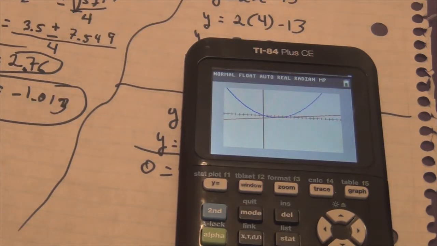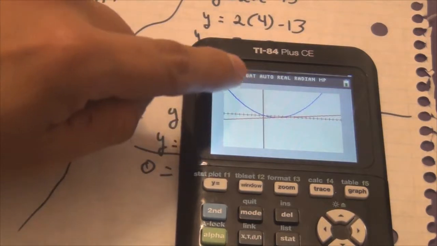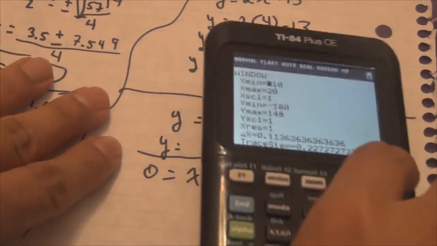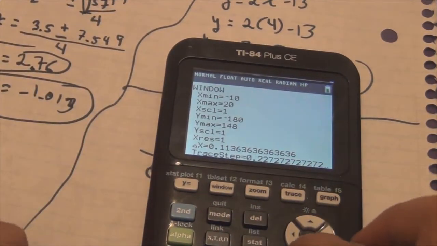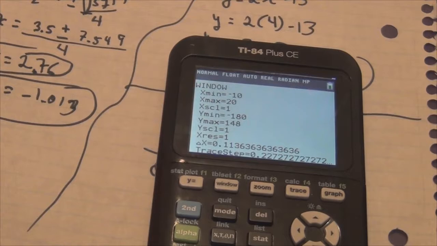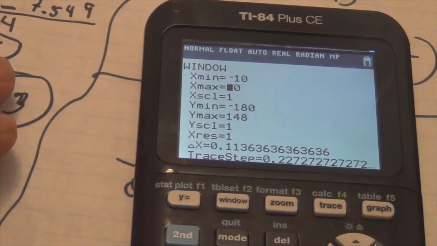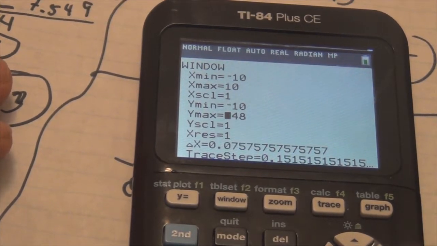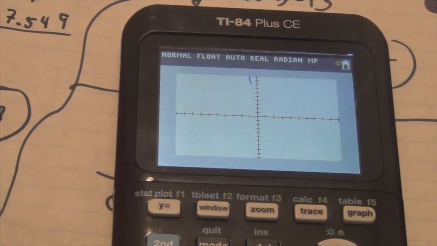All right, so what's going on here? Well, what's going on is that we have too many y values. Remember that I didn't reset the window, so I'm going to reset it right now. Solution is (4, -5). So let's have the default values: negative 10, positive 10, negative 10, positive 10, and graph. Now it should look better.